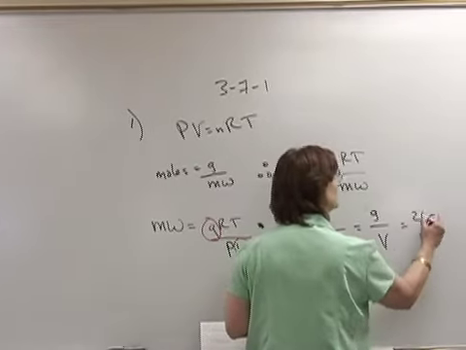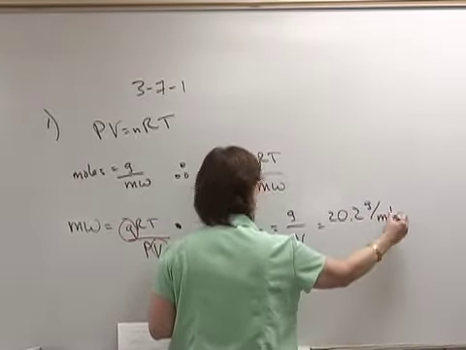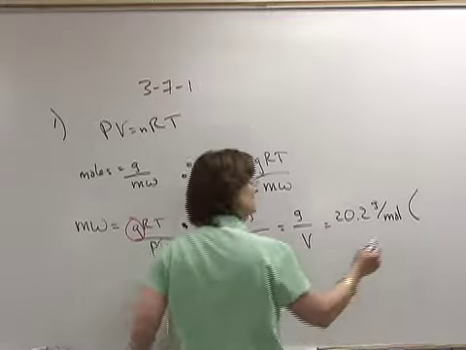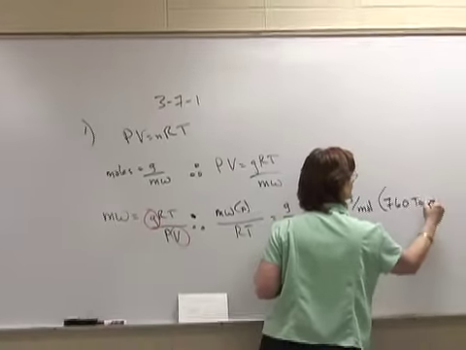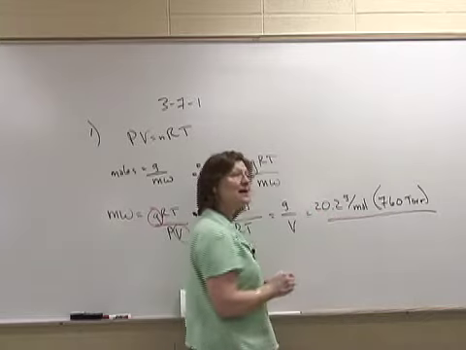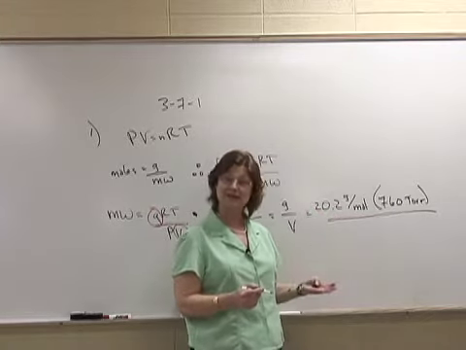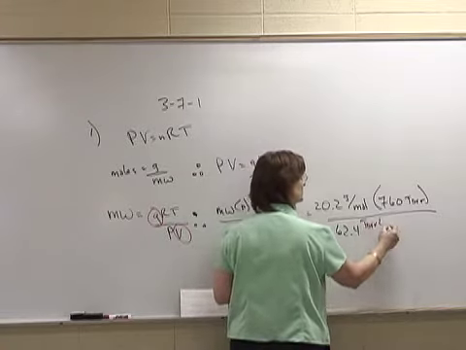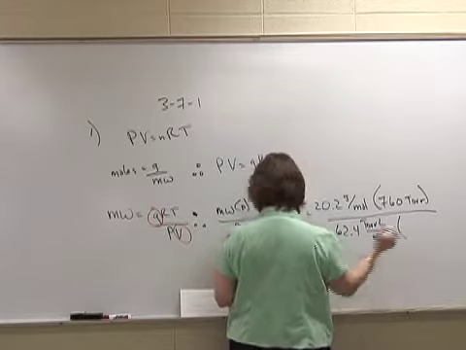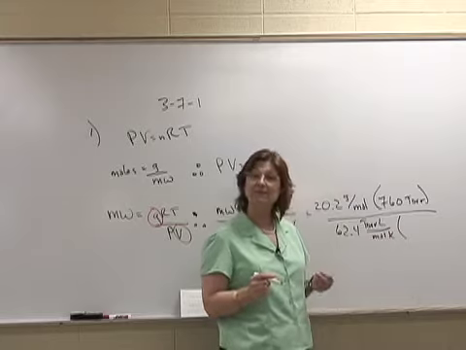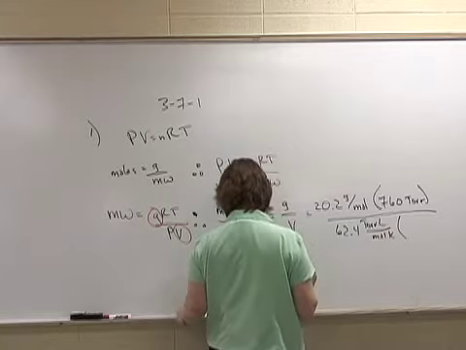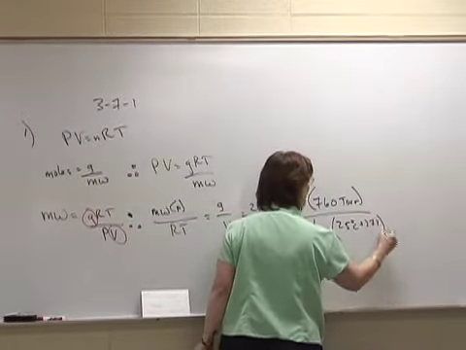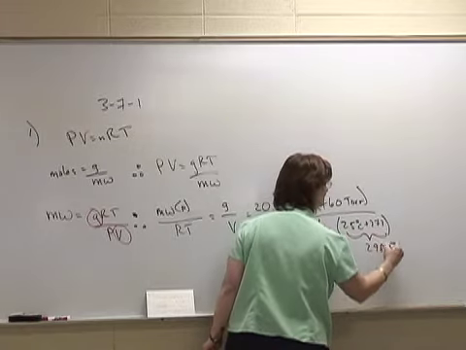Now, I know the molecular weight for neon is 20.2 grams per mole, and it's important to follow through with my units, 20.2 grams per mole. The pressure that I'm given in the problem is 760 torr. Because I'm given torr, I want to use my ideal gas constant in torr, and that would be 62.4 torr liters per mole Kelvin. Then I multiply that by the temperature, and the temperature is 25 degrees Celsius.